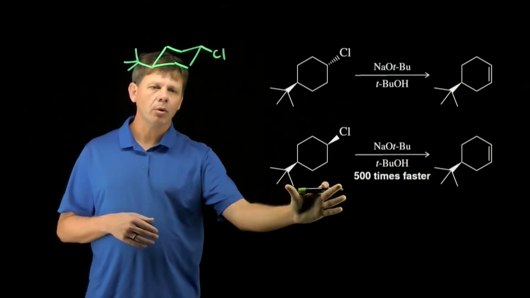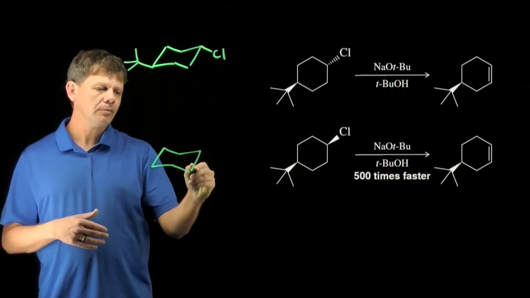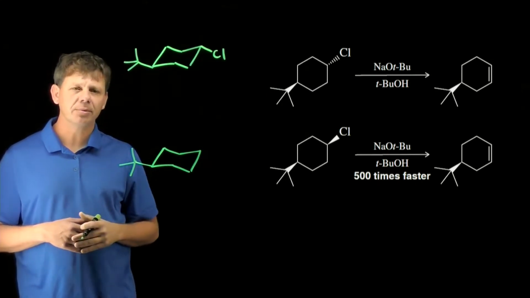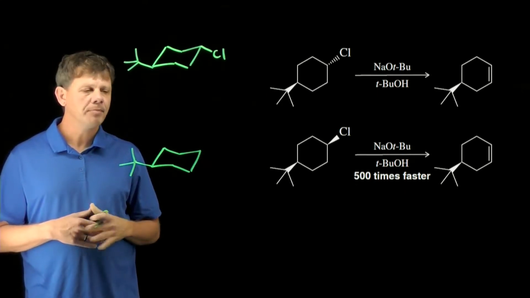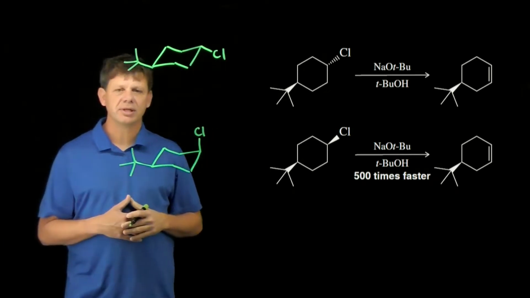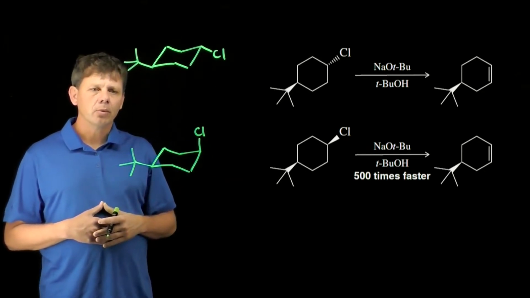Do the same thing for the one over here and see if that gives us any difference. When we do that, we're still going to have the up tert-butyl group in the equatorial position, as tert-butyl groups want to be. But now we're going to get the chlorine in the axial position. This is where the idea will start to emerge.